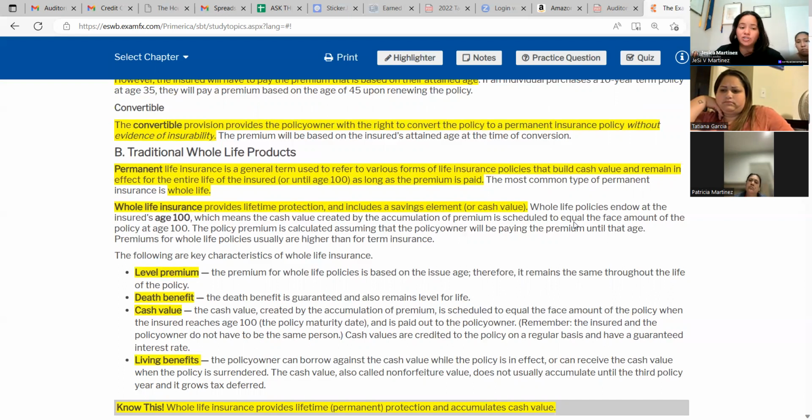They're also endowed at the insured's age of 100, which means your savings account will match the death benefit when you're 100 years old. That's when you'll have both, which means the cash value created by the accumulation of premium is scheduled to equal the face amount of the policy at age 100. Let's say you have a policy right now that gives you a death benefit of $250,000. You're in your 30s. By the time you're 100, that's when that savings account will reach the $250,000.